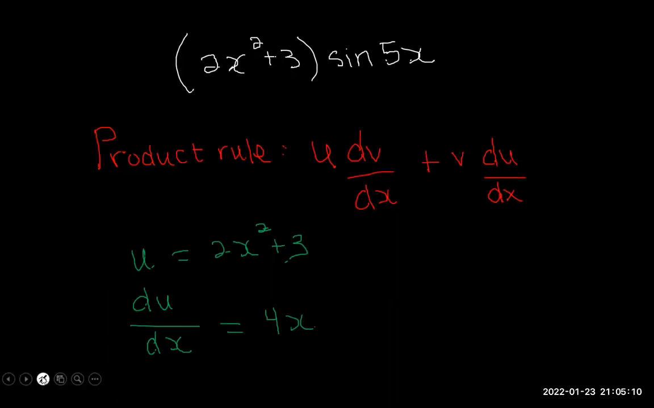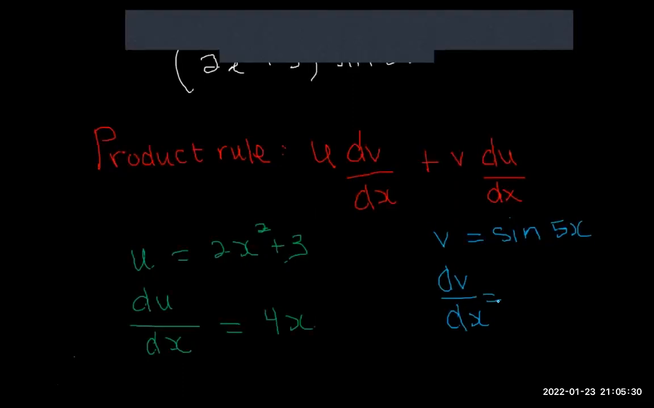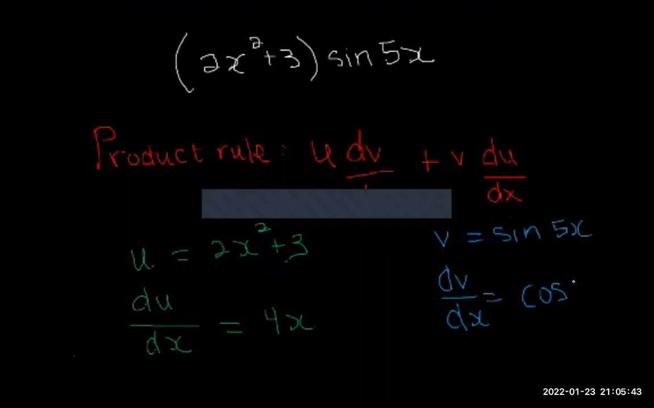All right. Now we're dealing with v. v would be this, right? Sine 5x. So if v is sine of 5x, what's dv on dx? Cos 5. Cos of what? Cos 5x. Close.